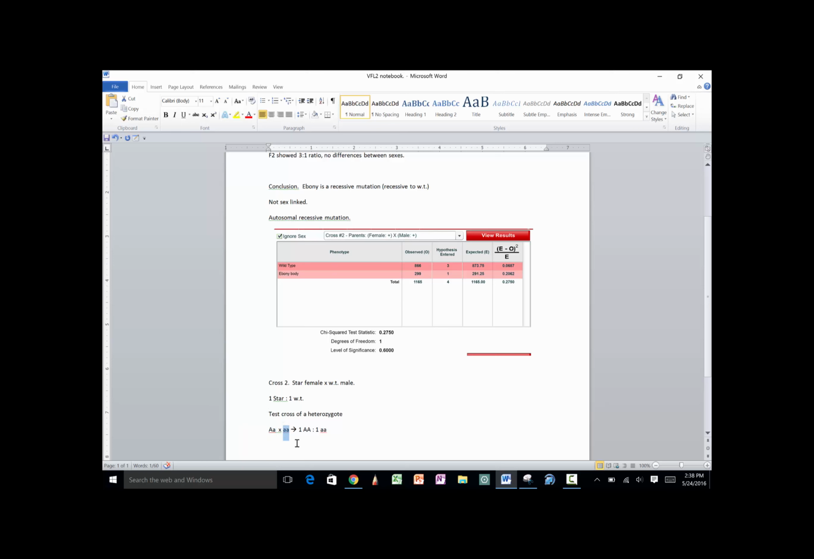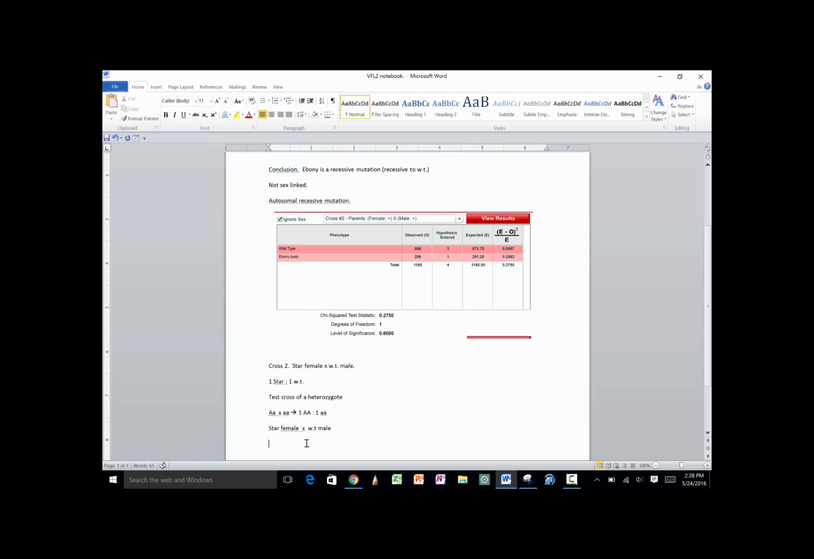flies is homozygous recessive. Now, I told you that with this program the rules are that the wild type flies are always going to be homozygous if they can be. So that means that these guys are going to be the wild types. So we have our star female crossed to wild type male, and we know that the male is this. So that means that this female has to be this.